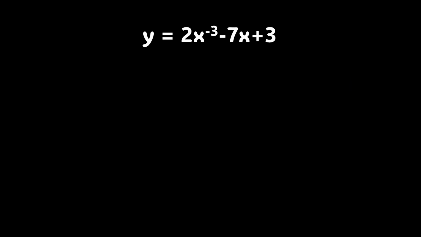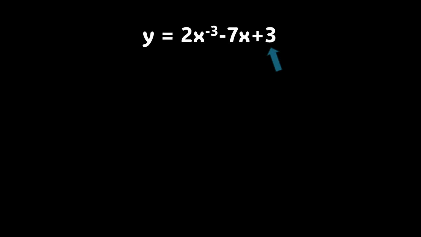Now let's quickly go over an example. Suppose we have a function y equals 2x raised to negative 3 minus 7 times x plus 3. So here, what you're going to do is apply the differentiation technique to each one of the terms in this equation. So remember the technique that we just went over to find the derivative of y? Well, you're simply going to apply that technique to each one of these terms one by one.